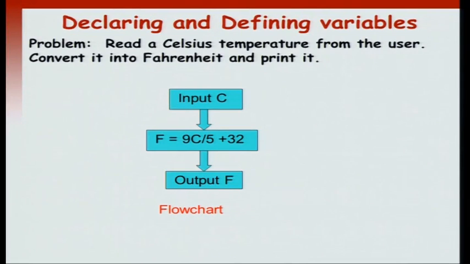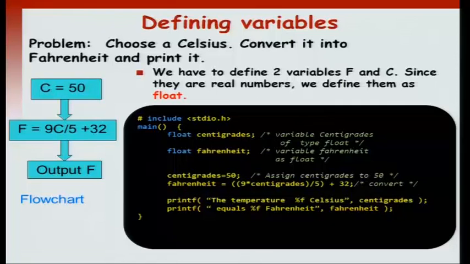So we will draw the simple flowchart for doing the program. You input the temperature in Celsius, convert it into Fahrenheit according to the formula 9 by 5 times Celsius plus 32. Once you are done with that, the variable F holds the Fahrenheit value, so you output the F. So here is the simple flowchart that we want to implement. Now how do we write the equivalent C code?